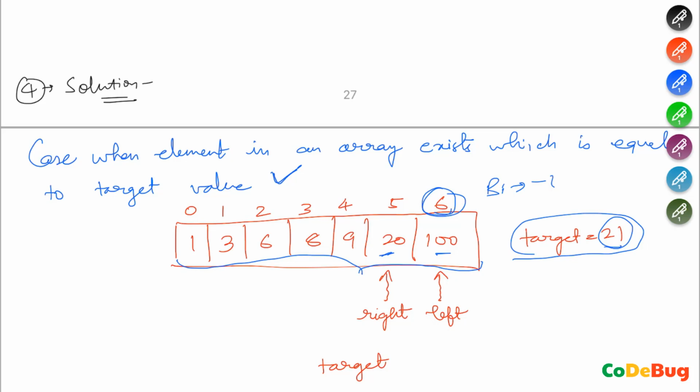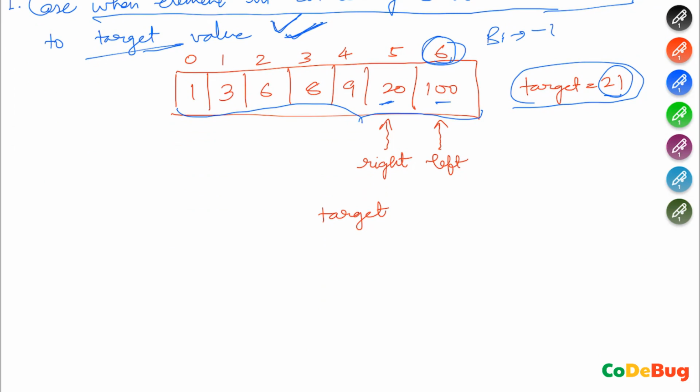The first case would be when an element in the array exists which is equal to the target value. In this case, our conventional binary search algorithm should work as it is. Now we know that at the end of the binary search, the left will just cross the right, and left will be pointing at this number if we are looking for target 21 in this array.